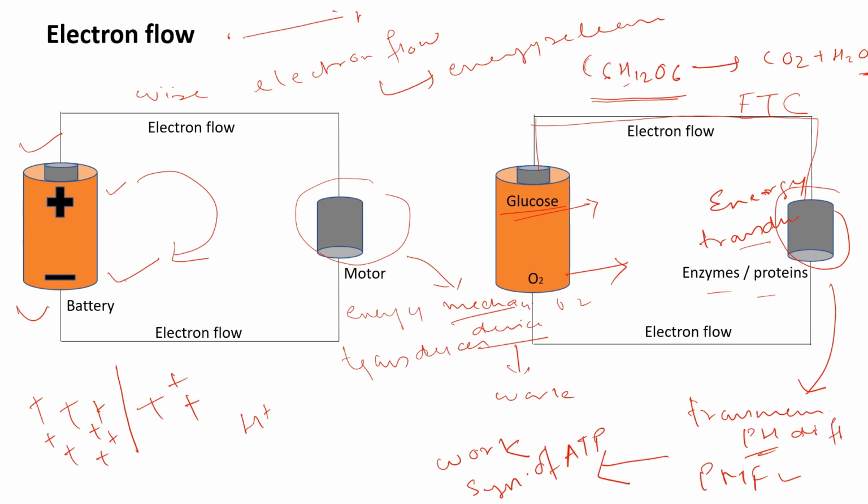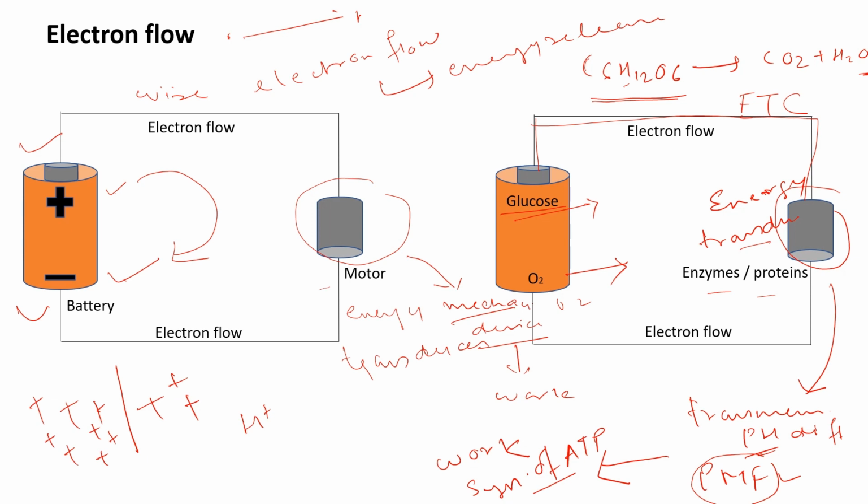Due to transmembrane pH difference. Clear? Due to this transmembrane pH difference, a force is generated which is known as proton motive force. This force is then used to perform any work. Here the work is synthesis of ATP. Clear? In a biological system, this mechanical device is PMF, that is proton motive force.